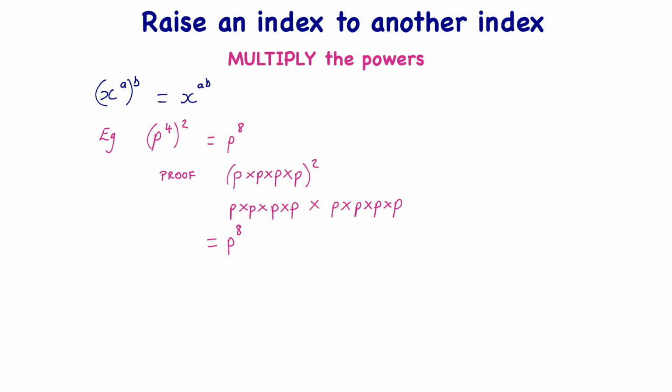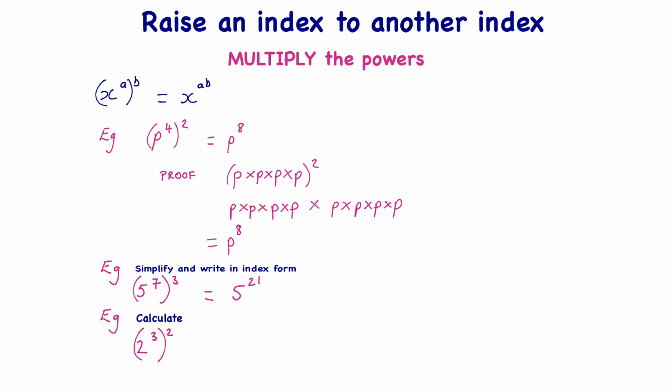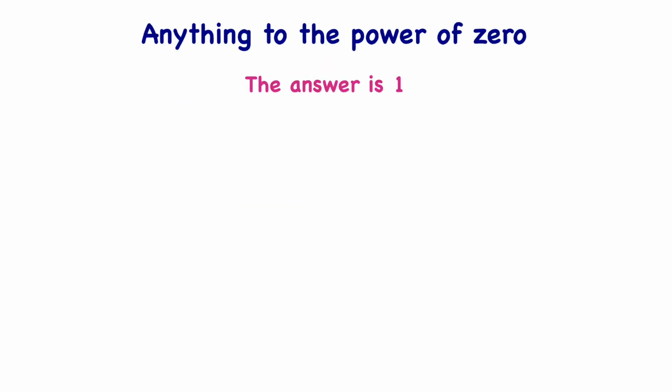Let's have a look at another one. So we need to simplify, so we're going to simply multiply these two numbers together, and we get 5 to the power of 21, and we want the answer in index form, so we leave it like this. Then our next example, we have to calculate. So once we do 3 times 2, which gives us 2 to the power of 6, we then calculate this, which gives us 64.